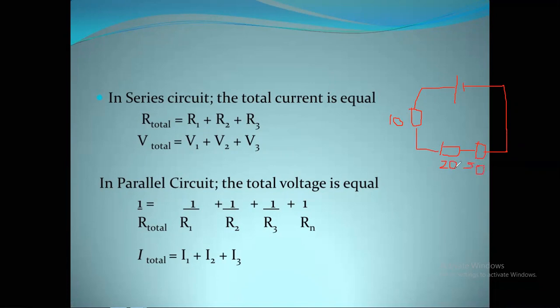So I want to find out what is the total resistance in the circuit. So simply we can work out the total resistance. Total resistance is, you can simply say, equal to 10 plus 20 plus 50. The answer is how much? Simply you can say it's 80 ohms.